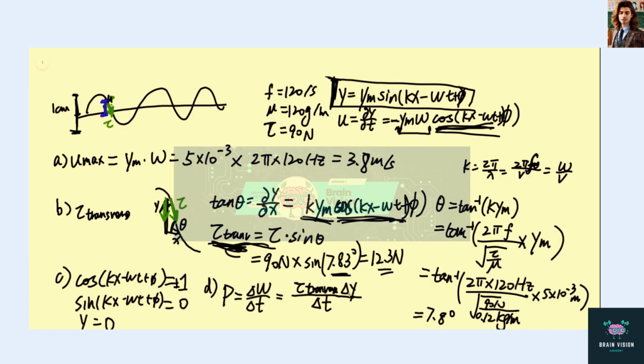So distance over delta t is u. This is tau transverse times u, and we obtain a maximum when both tau and u get a maximum, which we know will occur at the same time. So this is equal to 12.3 newtons times 3.8 meters per second, which equals 46 watts.